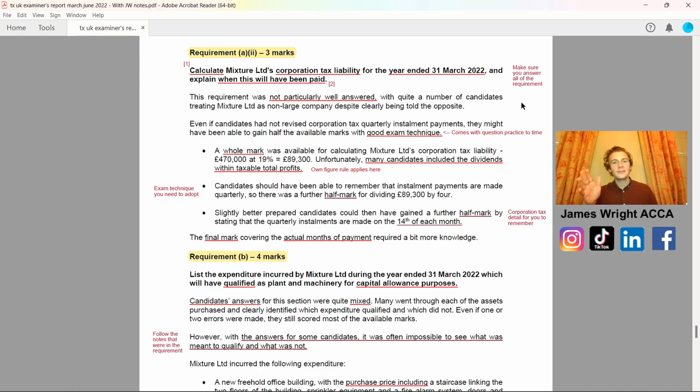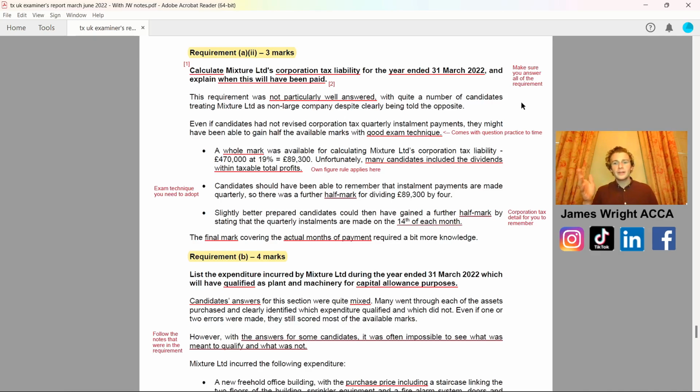But if candidates had not revised corporation tax quarterly payments, they might have been able to gain a half mark available through good exam technique. This is where the own figure rule applies. And again, we talked about it before, that even if you get the wrong answer, but you apply your figure correctly, many candidates included the dividends within taxable total profits. Again, applying your own figure rule.